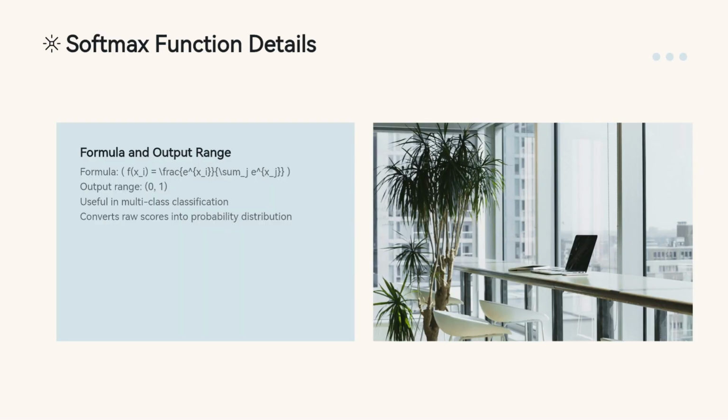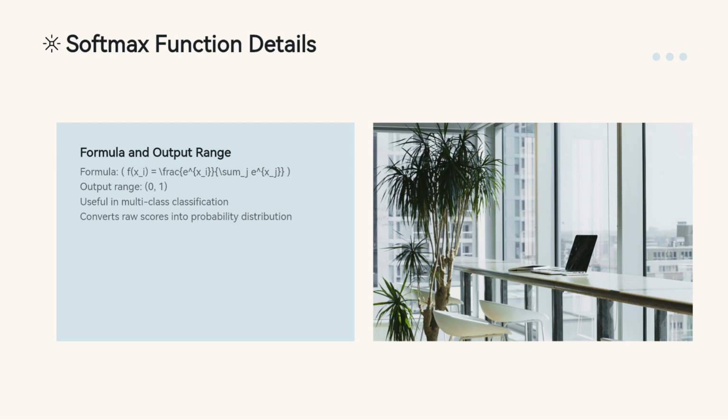The Softmax function is most commonly used in the output layer of neural networks that are tasked with multi-class classification. The Softmax function takes a vector of raw scores, also called logits, and converts them into probabilities, with each probability corresponding to a class. The formula for Softmax is f(x_i) = e^(x_i) / Σ_j e^(x_j), where x_i is the raw score for class i, and the denominator sums the exponentials of all the raw scores.